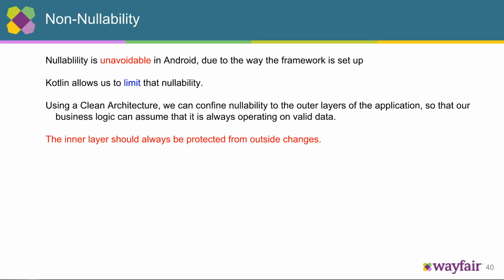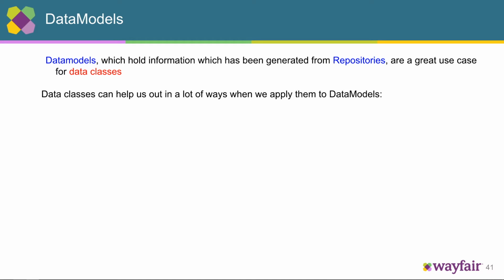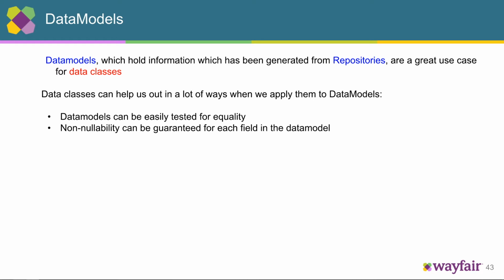And the most important takeaway from Clean in general is that the inner layers should always be protected from outside changes. So the way that we limit that nullability is through our data models. They're created through repositories, and then they get fed up through the rest of the layers to the view. And as part of converting to Kotlin, we are converting a lot of data models over to data classes for a variety of reasons. They can easily be tested for equality because they have an equals method. Non-nullability can be guaranteed for each field in the data model, so the repository will act kind of like a filter, and it'll just fill in default values where necessary.